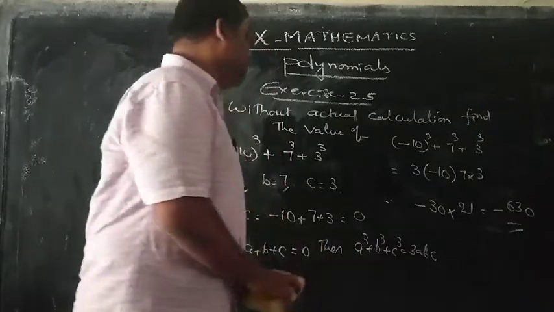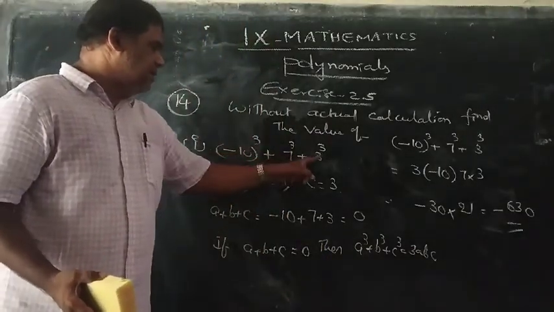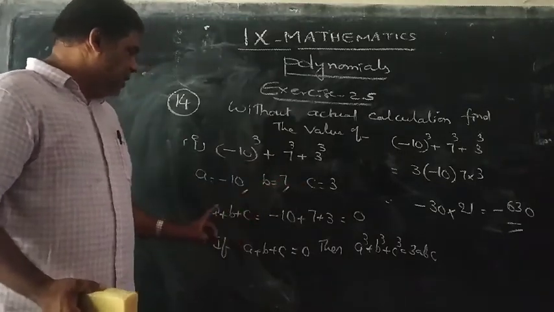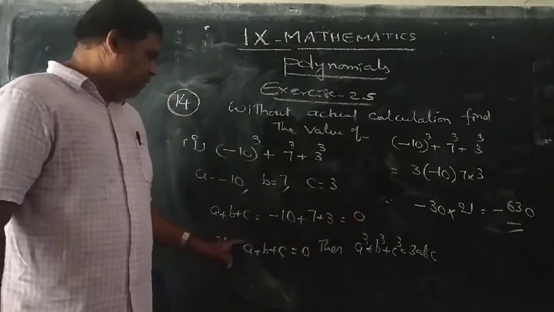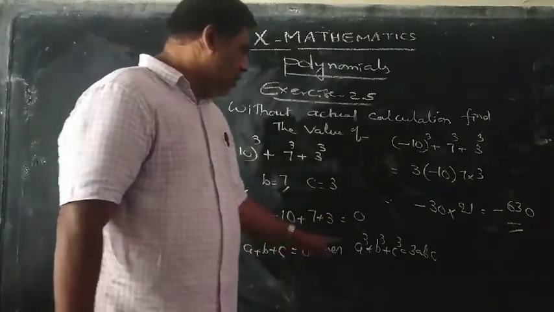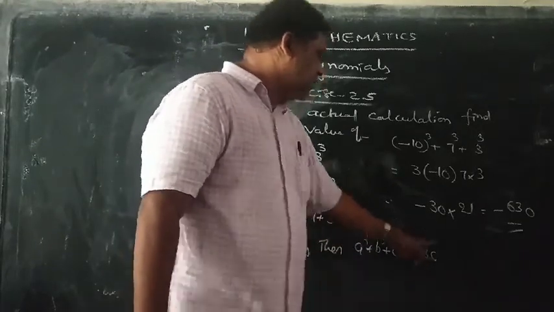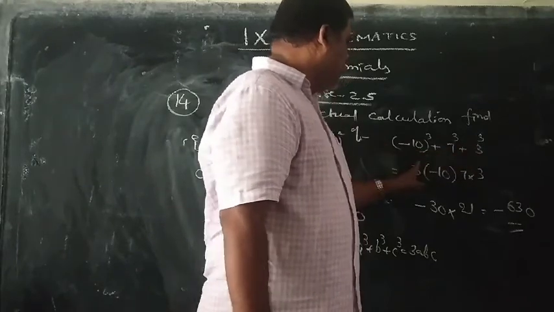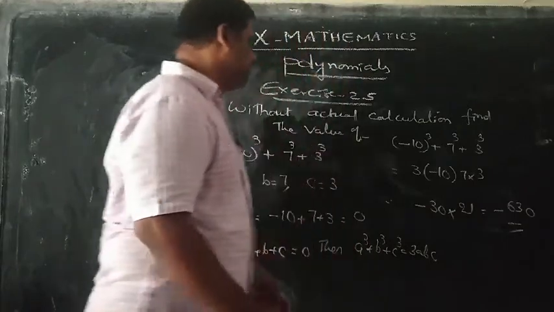minus 630. So first we have to suppose this as A, this as B, this is C. So first let us find out A plus B plus C. If you get A plus B plus C answer 0, then A cube plus B cube plus C cube is equal to 3abc. So if you want A cube plus B cube plus C cube value, you have to find 3abc, that is minus 630.